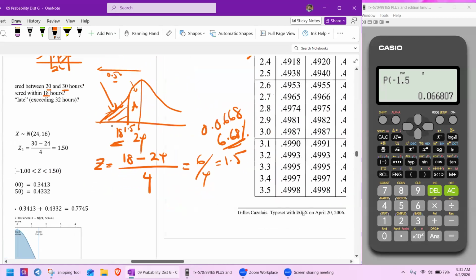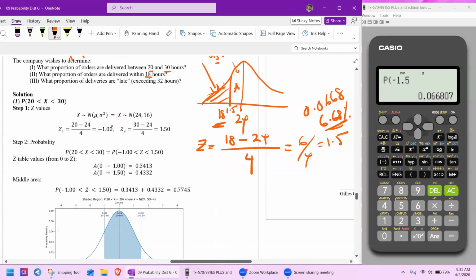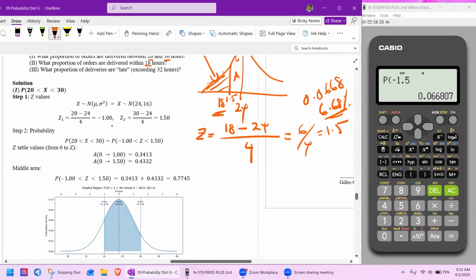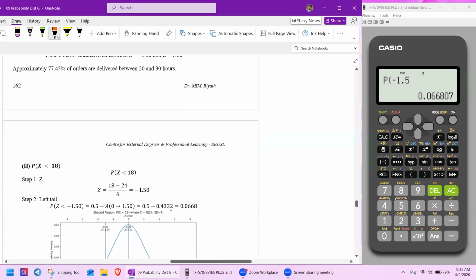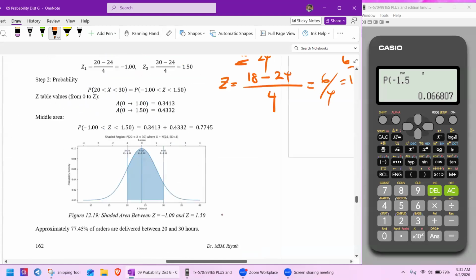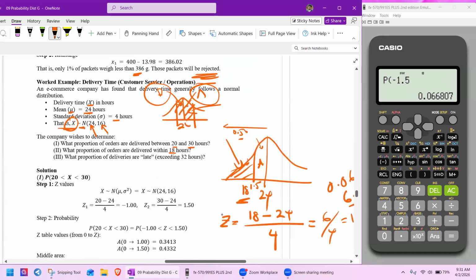Is it clear? You see the same answer, 0.0668. Is it clear? Okay, now we move to the third one.